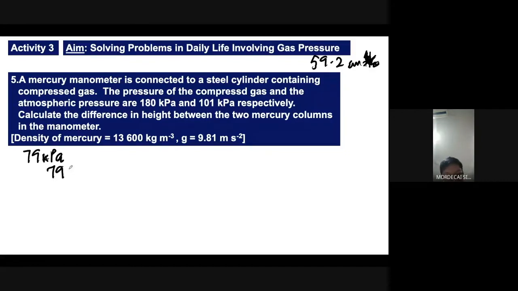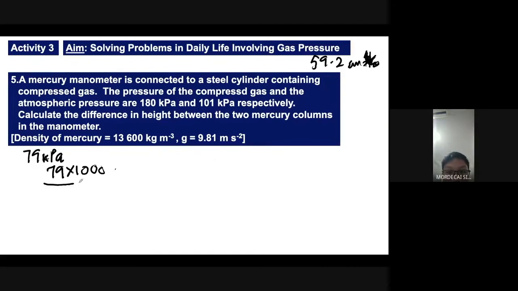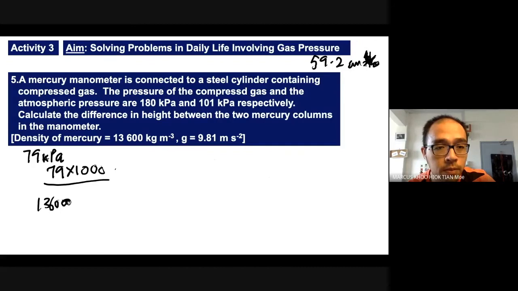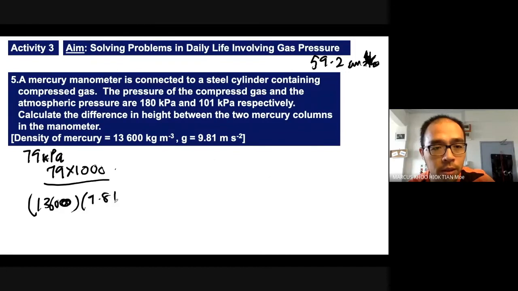79,000, divide by 13,600, and then divide by 9.81. So this will be equal to h. This was the thing that I was looking out for. Times 1,000, because we are using kilopascals.